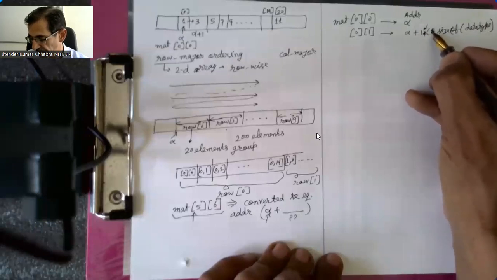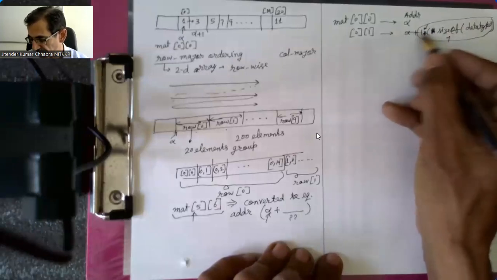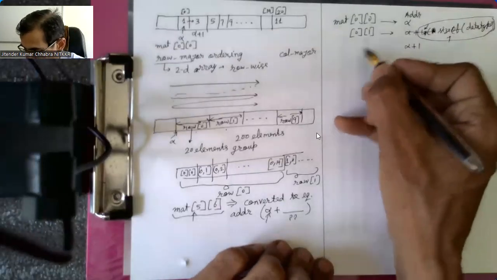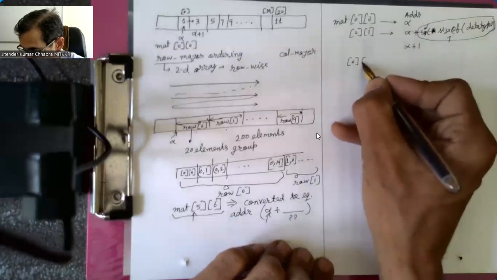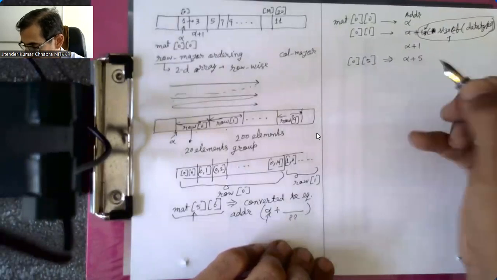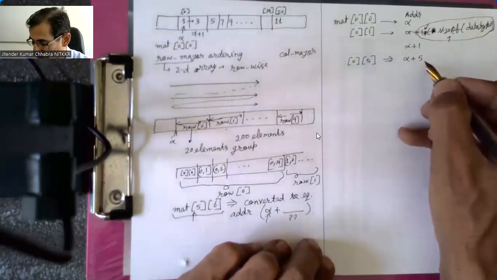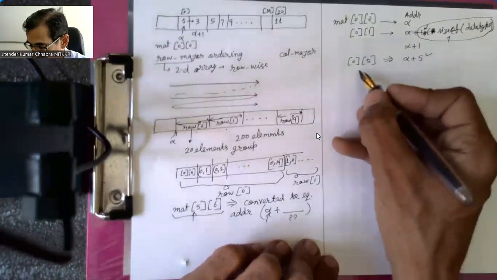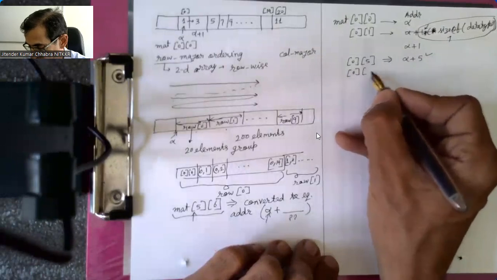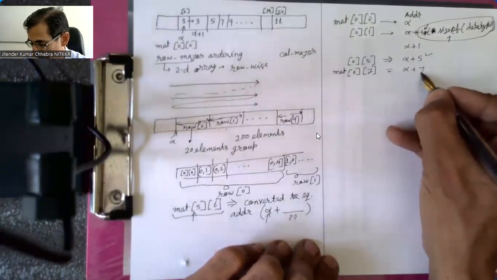This will be internally equivalent to multiplication of this. But for simplicity, let's treat it as alpha plus 1 data type. Any data type can be used. Similarly, if I say 0, 5, that will obviously be alpha plus 5. Of course, the implied meaning is 5 into data type size. And so on. So in general, mat 0j means alpha plus j.